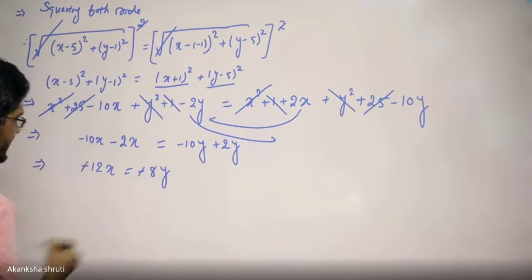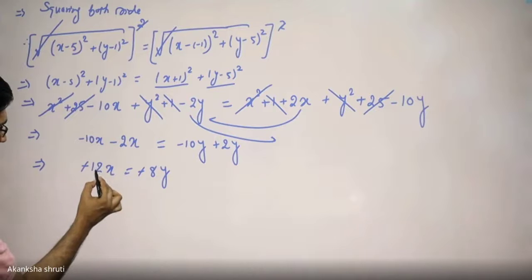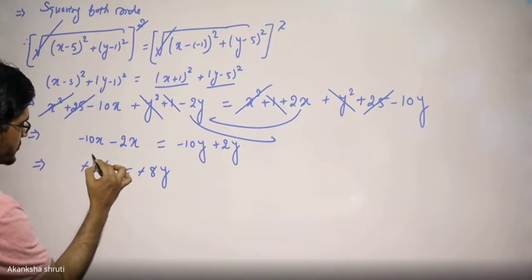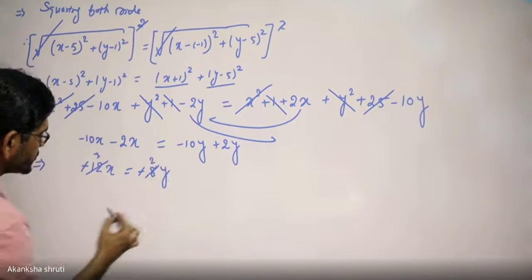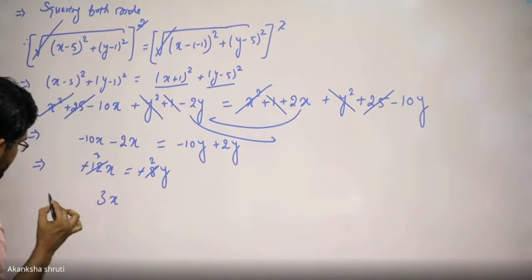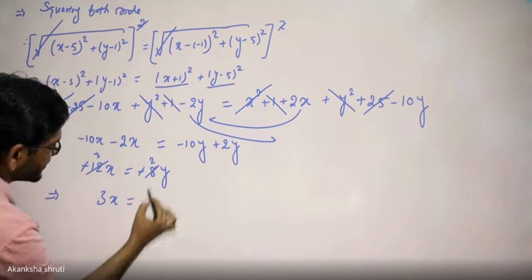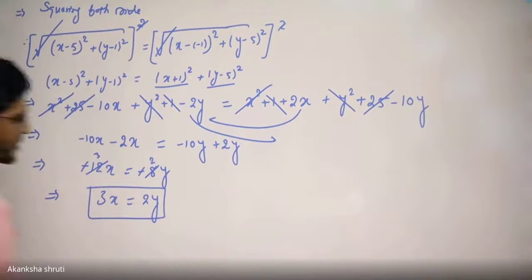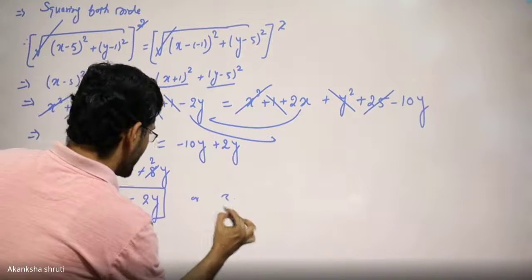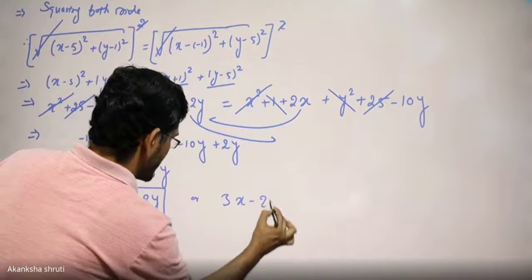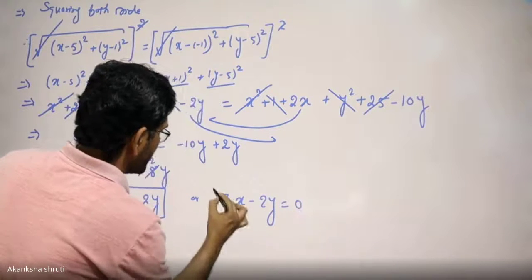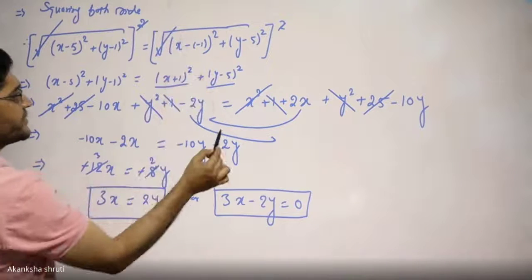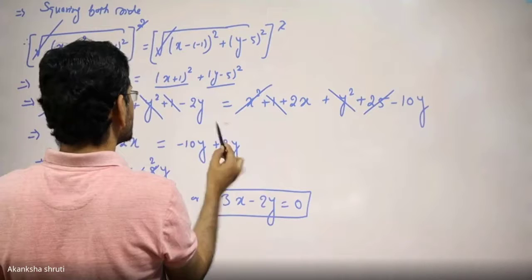Minus sign can be cancelled. Also, in this 8 and 12, 4 is common. So 4 3s are 12 and 4 2s are 8, means it is 3x on the left hand side. Right hand side we have this 2y. So this way the relation is developed. Or the same thing may be asked as 3x minus 2y is equal to 0. Both mean the same thing. This way we are observing that the relation between x and y is developed.